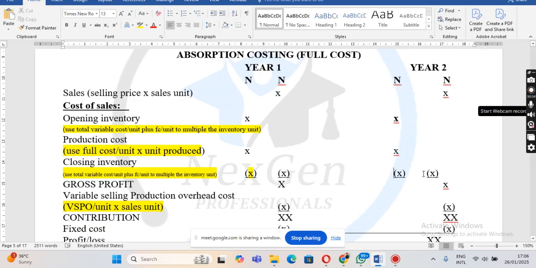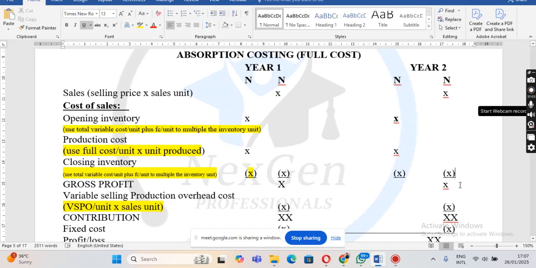Okay. So, it's from this side. Now, the same thing is applicable to year two as well, right? You add them together, you subtract your closing. You add your opening inventory, add your production, less your closing inventory. That is what gives cost of sales or cost of goods sold. Now, if that is established, you remove it from your sales, and you have your gross profit.